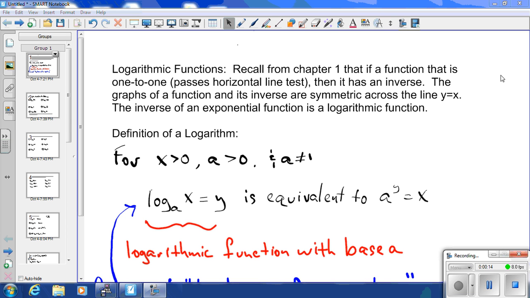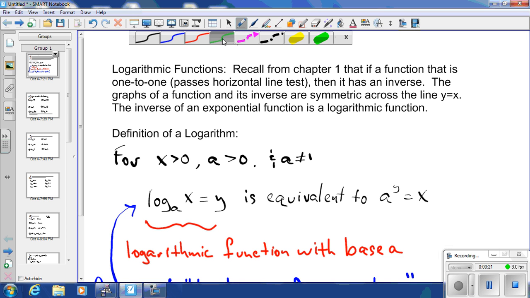Recall from chapter 1 that if a function is one-to-one, meaning that it passes the horizontal line test, such as a graph like this. In other words, a horizontal line will not touch this graph at more than one point anywhere. So if a graph passes the horizontal line test, then it has an inverse.